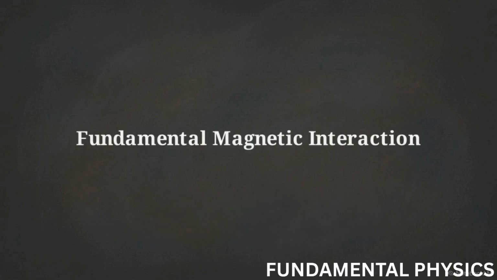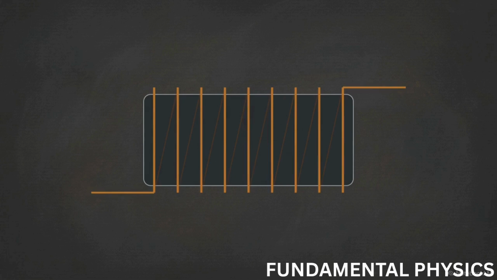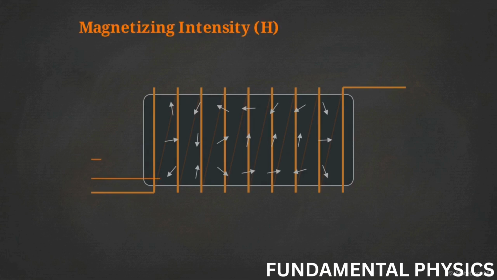To understand how machines retain magnetic memory, we have to isolate the fundamental physical interaction. We start with a completely unmagnetized piece of ferromagnetic material placed directly inside a solenoid. When we run a current through the wire coil, we generate an external driving force. In physics, we call this the magnetizing intensity, or H.